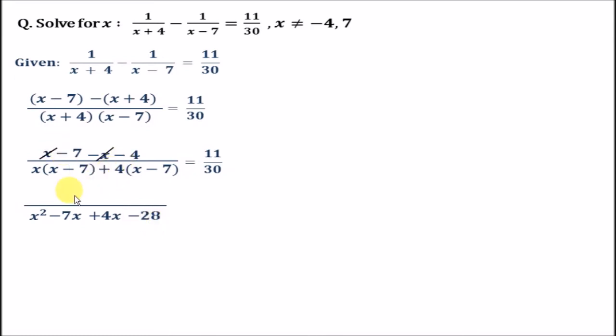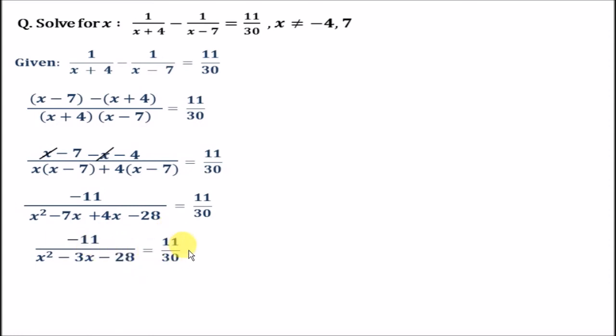Minus minus plus, the sign will be minus. 7 plus 4 will give us 11. So minus 11 equals to 11 by 30. Further simplifying the equation, we will get minus 11 by x squared minus plus minus. 7 is the bigger number, so we will get minus as the overall sign. 7 minus 4 will be 3. So minus 3x minus 28 equals to 11 by 30.